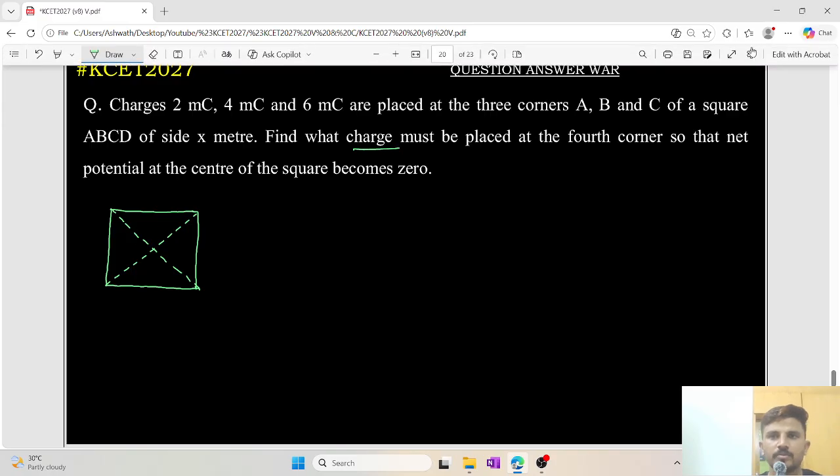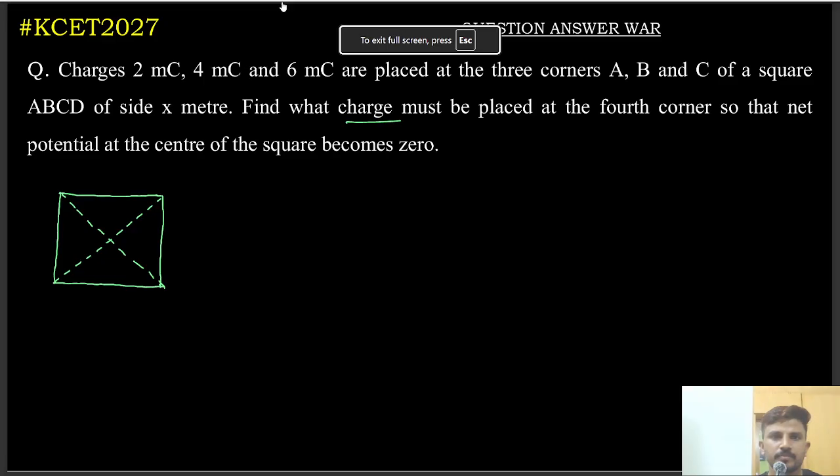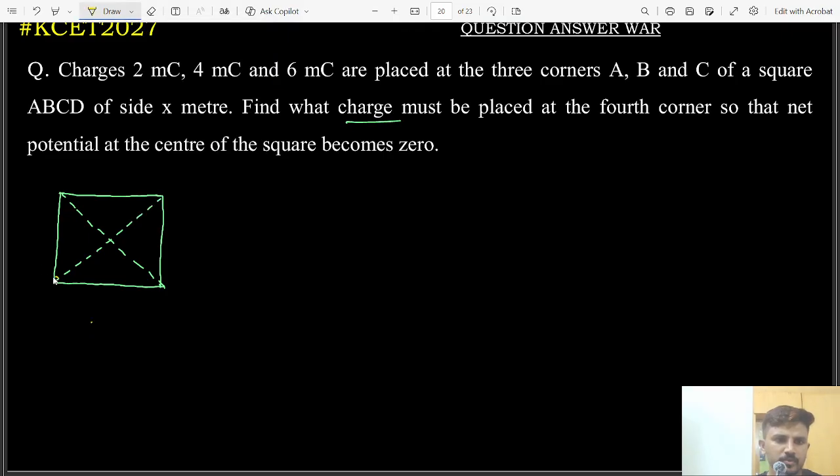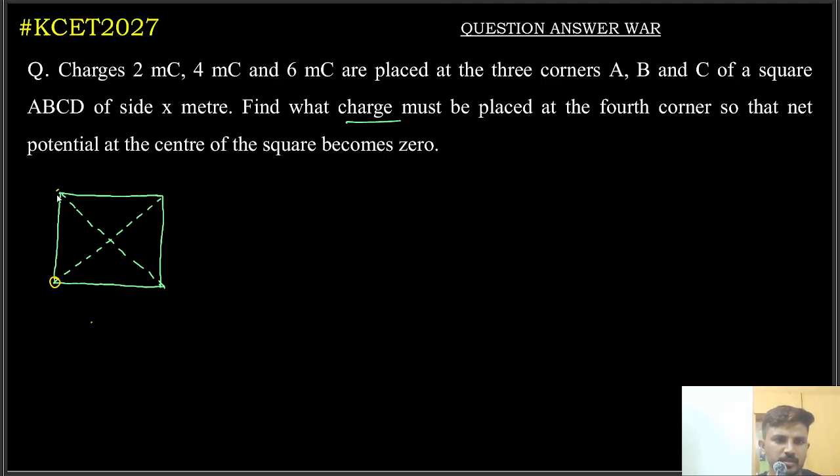Okay, so this is the square. Let's consider three charges placed at A, B, C. This is A, B, C. What is the charge placed at A? That is 2 millicoulomb. B, 4 millicoulomb, and at C, 6 millicoulomb.